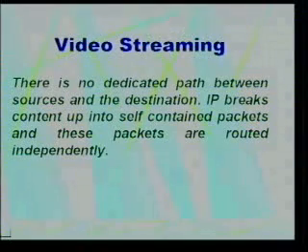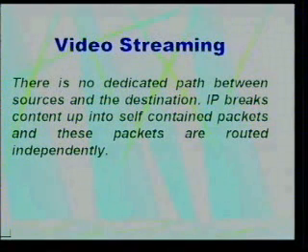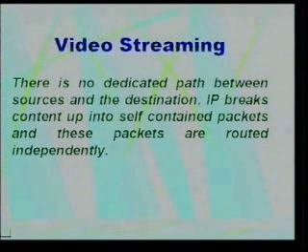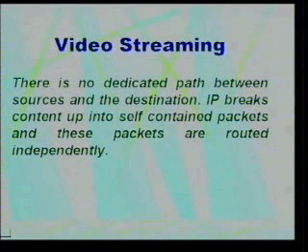The point which I was trying to explain to you is that in video streaming over the internet, which is the model we have, there is no dedicated path between the source and the destination. What IP does is break content into several self-contained packets, and these packets are routed independently. Depending upon route availability, one packet can follow one route, another packet can follow another route, and so on.